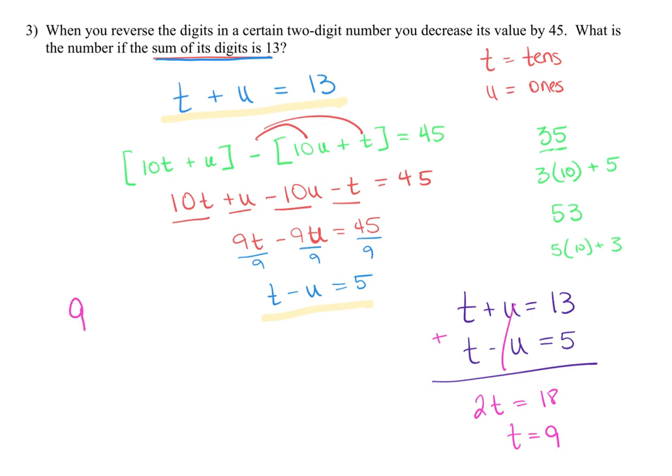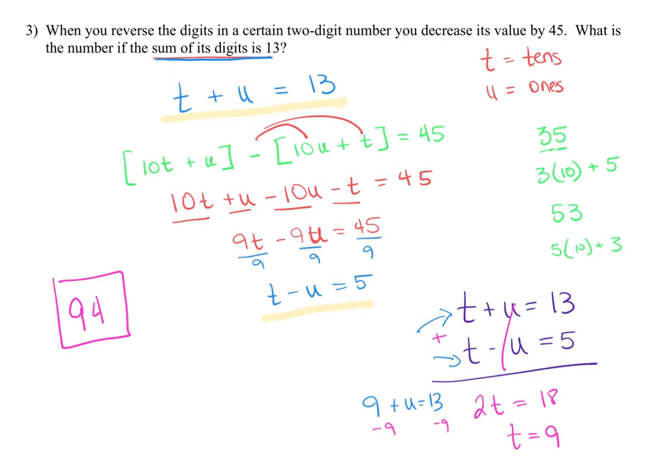I can solve for my second digit by just plugging it into either one of these. If I have a 9 plus some number equals 13, what is my second digit there? Subtract your 9. My second digit is 4. So my answer here is 94. Does it work? Well, check it. If I add the digits, do I get 13? Yes, I do.